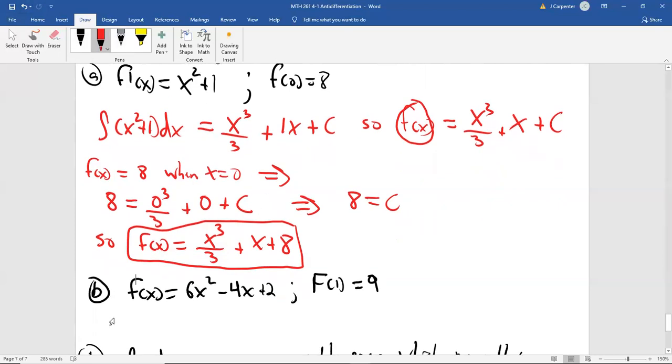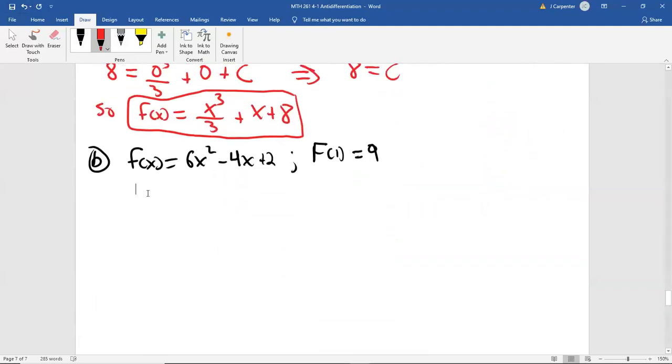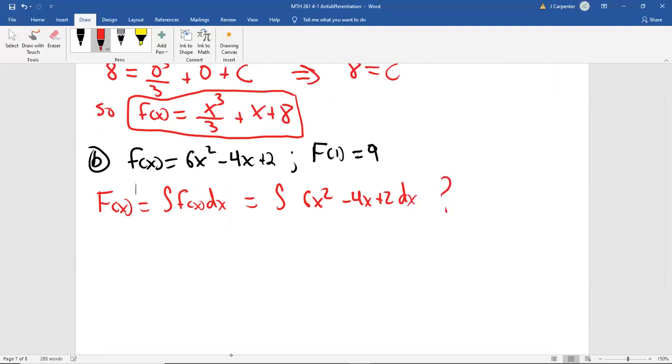So capital F of x, and I'll even write this extra step at the beginning, is the integral of f of x dx. So that's the integral of, can I do this? 6x squared minus 4x plus 2 dx. Is this okay? No, it's not okay, because we don't have the parentheses is all.